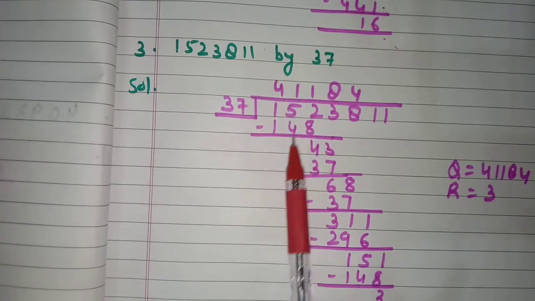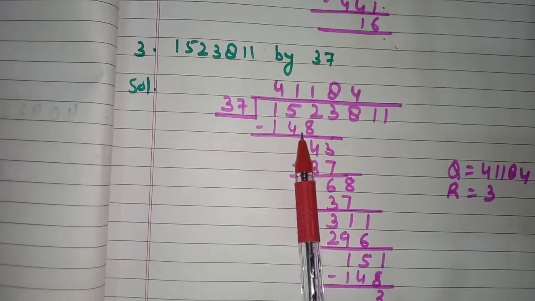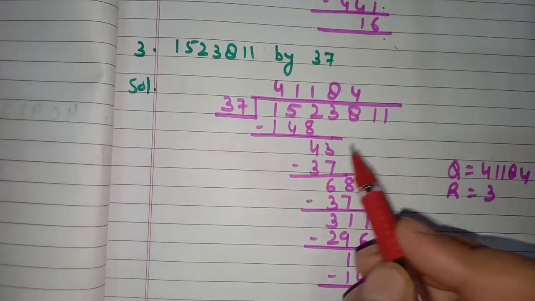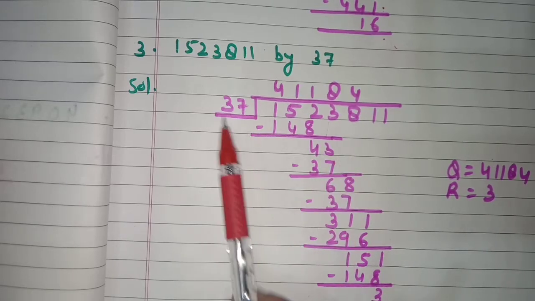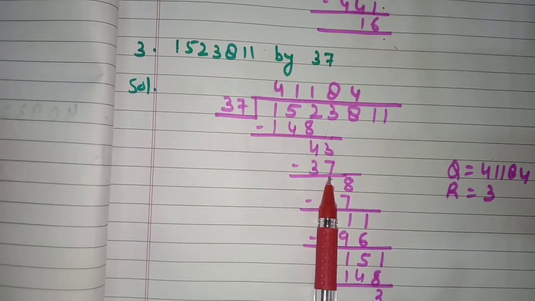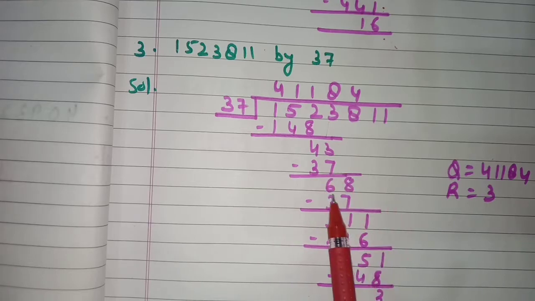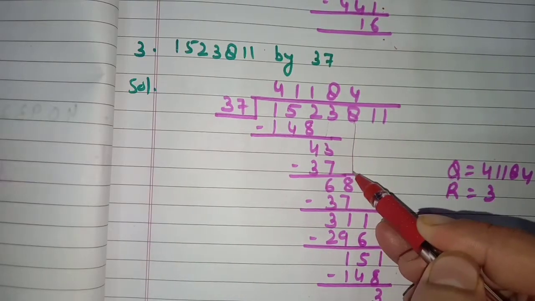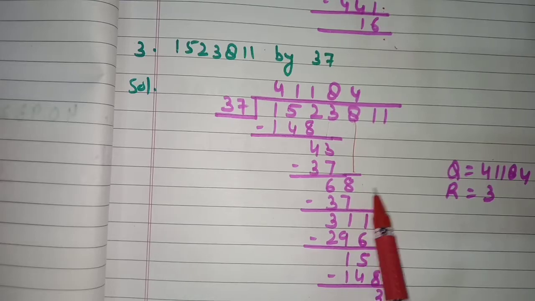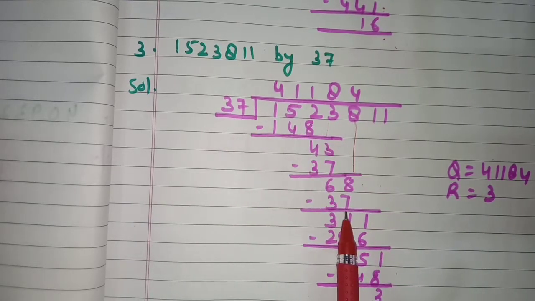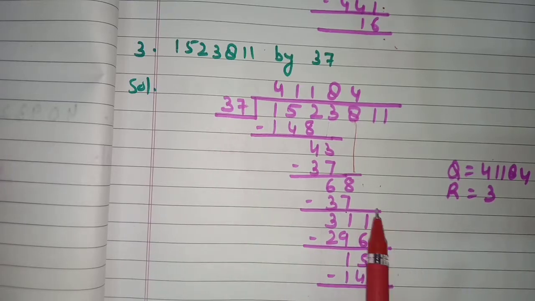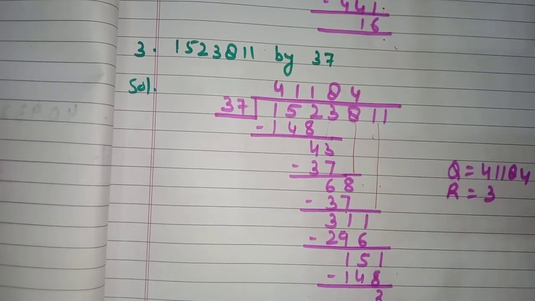So 37 into 4 will give us 148, and after subtraction we'll get 4. Now we will bring down this next digit 3 here. Now the next dividend is 43, and 37 into 1 will give us 37. After subtraction we'll get 6, and then we will bring down this next digit here. Now the next dividend is 68. Now 37 into 1, again it is 37. Then after subtraction we'll get 31, and then we have to bring down this next digit here.